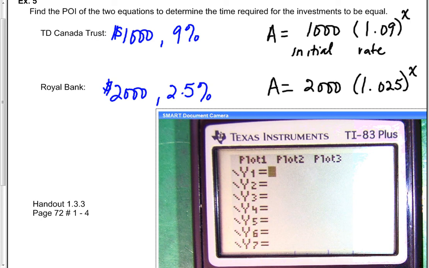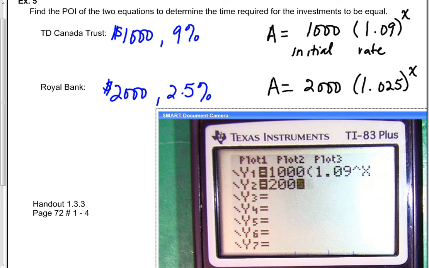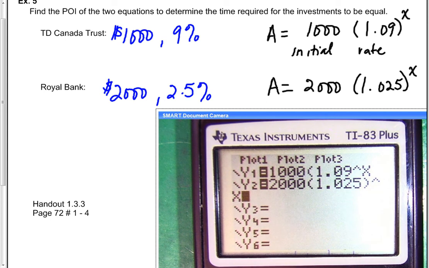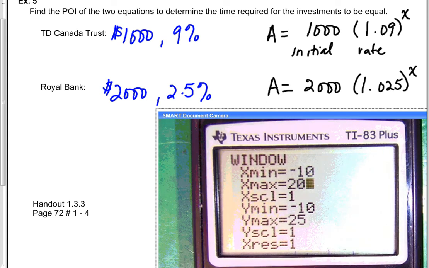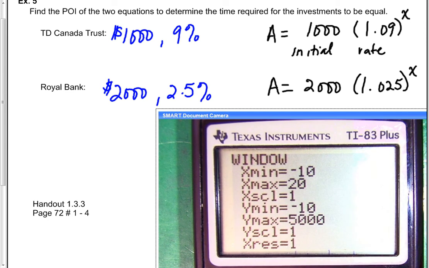Let's find out where they intersect. So for the first equation, I'm going to type in 1,000, my rate of growth, to the power of x. For the second, initial value, rate of growth, to the power of x. Now I know full well I wouldn't be able to see that on my grid. I need to adjust my windows. Time is in years. I think it may take a few years for those both to be equal. So I'm going to go with, well, 20 years. I'm talking about a lot of money. Well, a decent amount of money, but definitely more than 25 bucks. So let's go with $5,000. We should be able to see that on our graph.